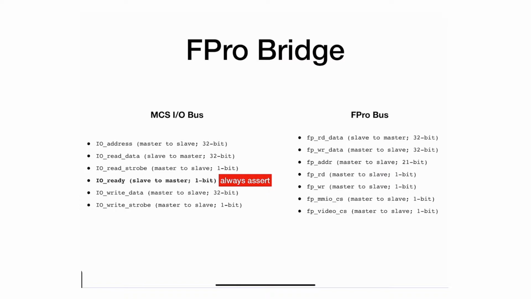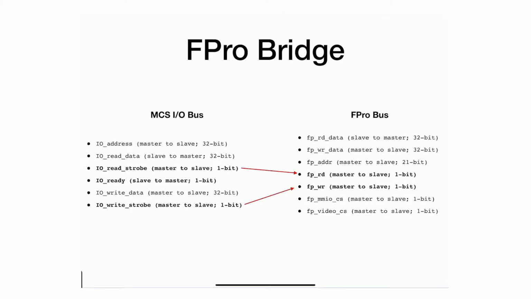The other one that we will not be using is the IO ready, and this is what tells the microcontroller that the IO core or whatever you're trying to communicate with has finished reading or writing. So what we've been doing is we always assert it, and this way we guarantee the restriction we have on the FPro bus that everything has to be finished within one clock cycle. The microcontroller issues something, and because ready is always asserted, in the next clock cycle it knows that everything is done, whether it's read or write. So we're just going to connect it to 1. This particular signal within the bridge, we will just manually connect to 1.